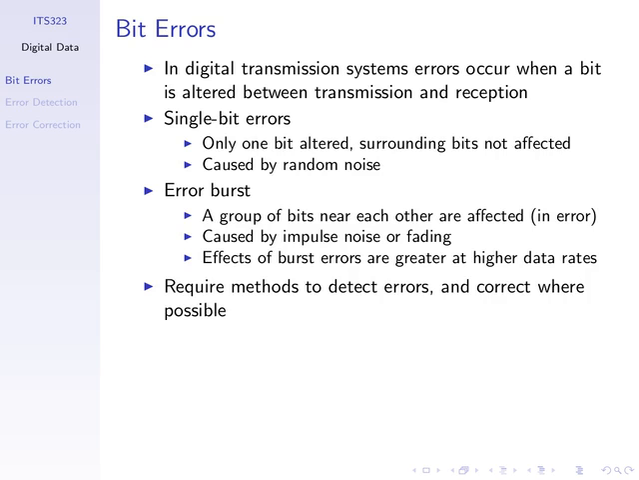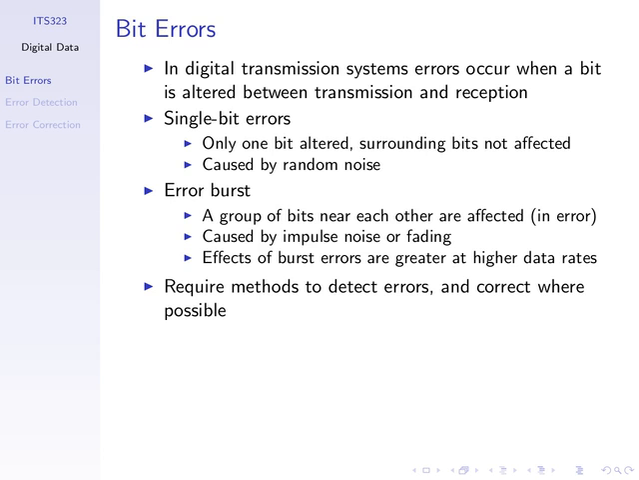Bit errors, so if we're looking at digital data being sent, then a bit error is when the bit that is received is different from the bit that was transmitted. I transmit a signal representing bit 1, the receiver receives that signal, and because of imperfections or impairments, it thinks that signal represents bit 0. The wrong bit has been received.